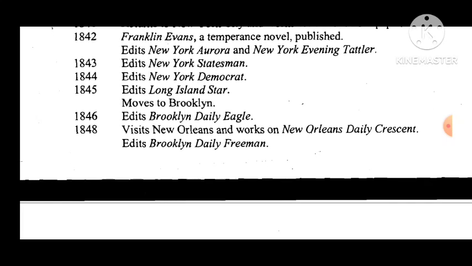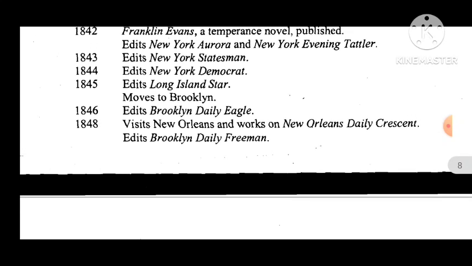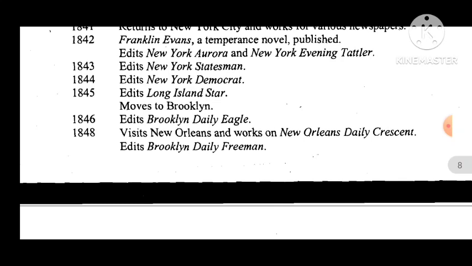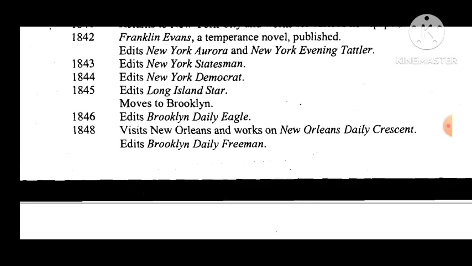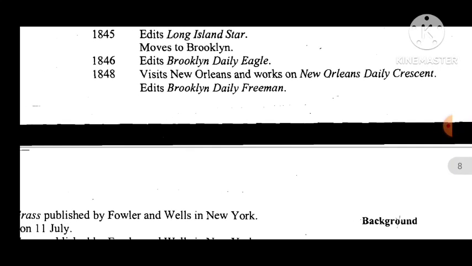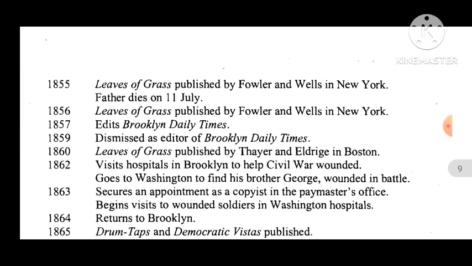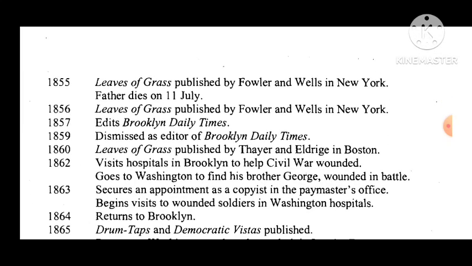Then 1843, edits New York Statesman. 1844, edits New York Democrat. 1845, edits Long Island Star. Moves to Brooklyn. 1846, edits Brooklyn Daily Eagle. 1848, visits New Orleans and works on New Orleans Daily Crescent. Edits Brooklyn Daily Freeman. Then 1855, Leaves of Grass, published by Fowler and Wells in New York.